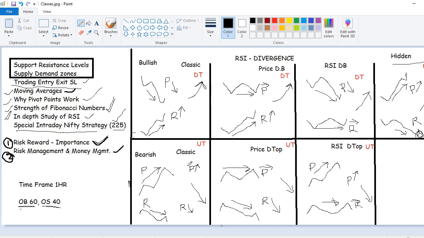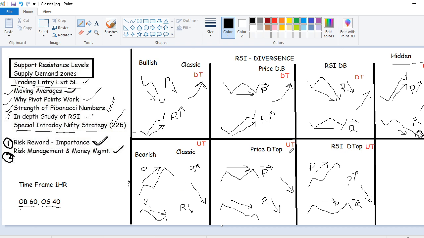You may get confused by this classic, but see, in hidden we are talking about lows. In bearish reversal we are talking about highs. Try to differentiate these two. Here we are talking about low. Here we are talking about high. Here lower lows should be formed and RSI should be coming down. Whereas here higher highs are forming and RSI is making lower highs.